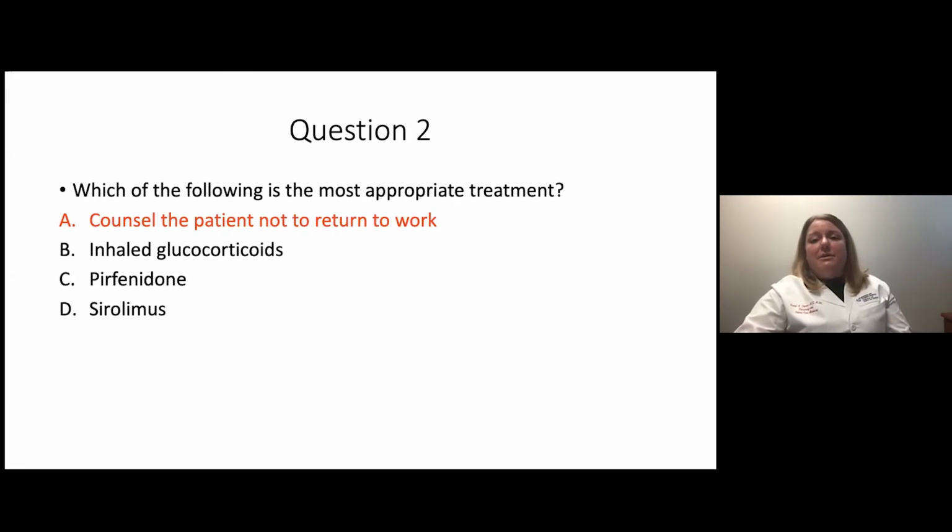And then sirolimus is used to treat LAM, or lymphangioleiomyomatosis, which is caused by smooth muscle invasion into the lungs, and you get cystic changes in the lungs. Now, this can be associated with tuberous sclerosis or be sporadic. It's most common in women, and although sirolimus can help reduce the rate of lung function loss, that's for patients with LAM, which is not what this patient has.